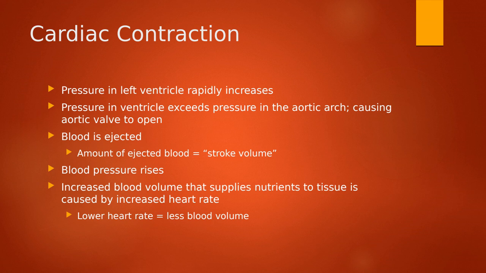Now, when we're exercising, that increased heart rate is going to be beyond that. We're going to have a really high stroke volume. We're going to have really high blood pressure to get all of that volume from that aorta, that aortic arch, down to those distal tissues. So the lower our heart rate is, the less blood volume we have. And the higher our heart rate is, the higher our pressure is, the higher our stroke volume is, or our blood volume is.